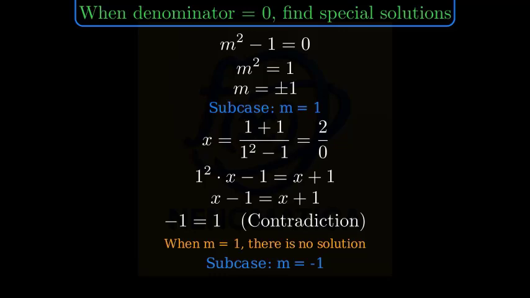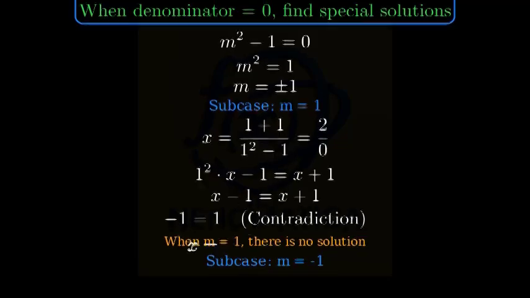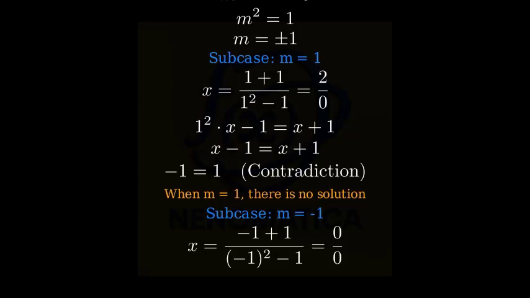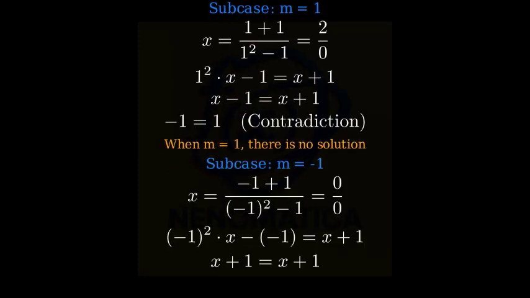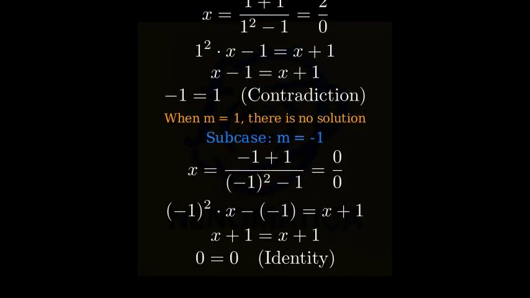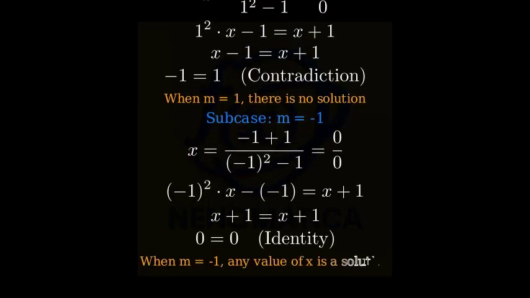Now, let's consider the subcase when m equals negative 1. If we substitute m equals negative 1 into our formula for x, we get x equals (negative 1 plus 1) divided by (negative 1 squared minus 1), which is 0 divided by 0. Again, this is undefined, so we need to go back to the original equation. When m equals negative 1, the equation becomes negative 1 squared times x minus negative 1 equals x plus 1, which simplifies to x plus 1 equals x plus 1. This is an identity that is always true, meaning that when m equals negative 1, any value of x is a solution. The equation has infinitely many solutions.